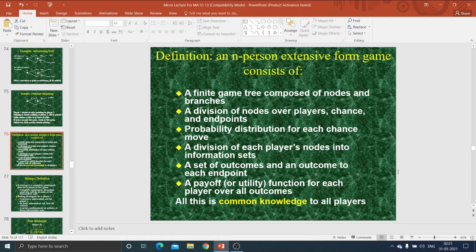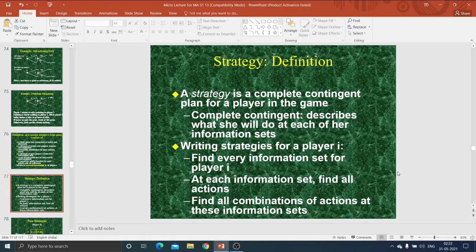So again, the definition of an extensive form game consists of the following, which is the detail of what we have said earlier: a finite game tree composed of nodes and branches, division of nodes into player and chance nodes, endpoints, a probability distribution for each chance move, division of each player's nodes into information sets, and sets of outcomes. This is all common knowledge to all players.